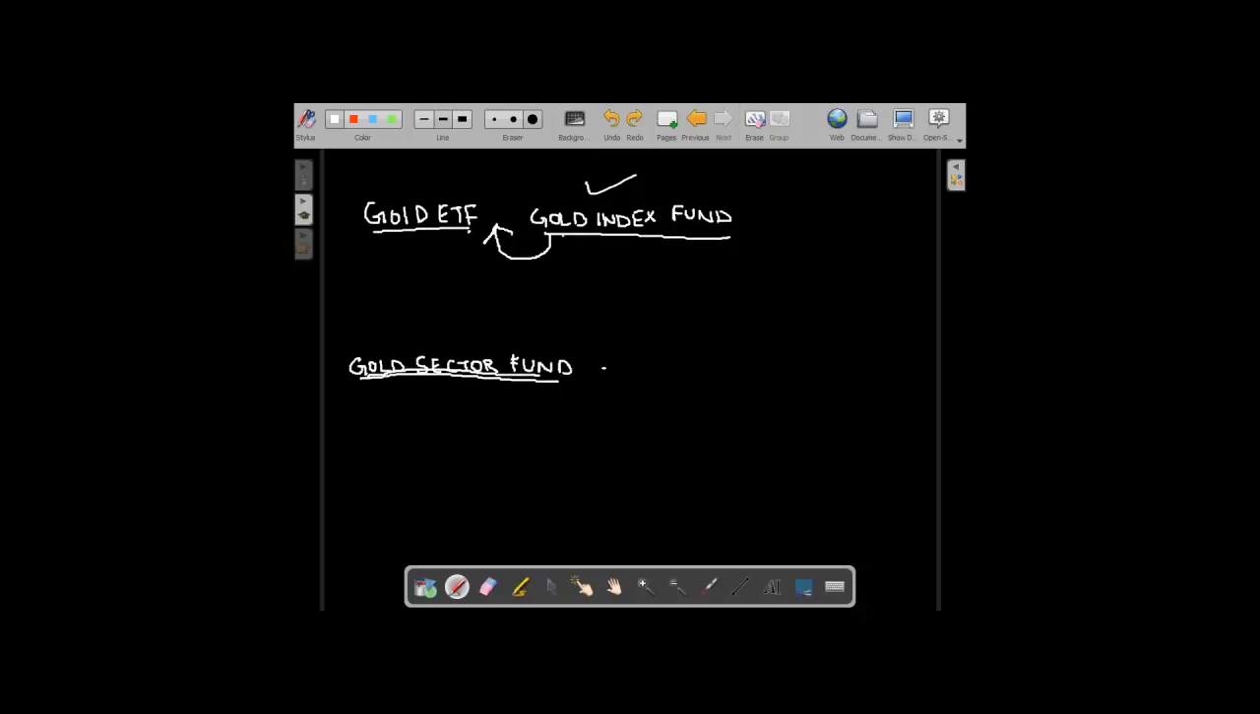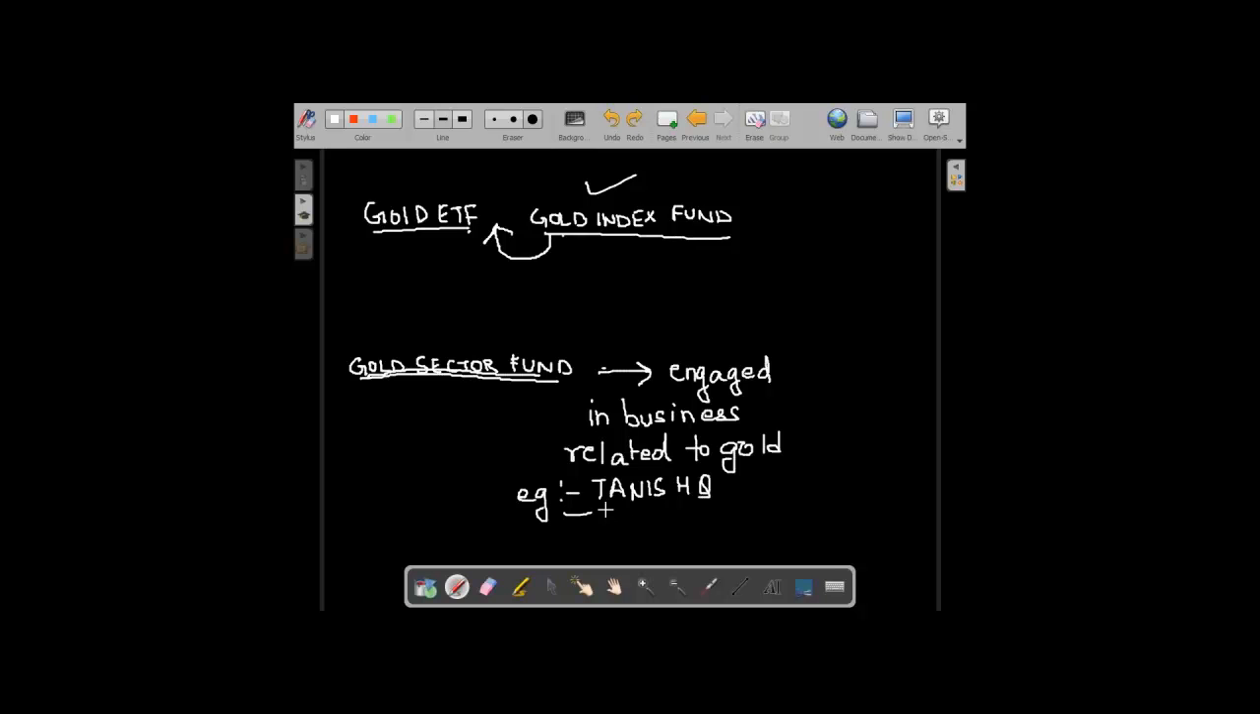gold sectoral fund is a fund which is investing in companies which are engaged in business relating to gold. If they are engaged in business related to gold, for example, we can talk of, say, Tanishq. We can talk of Gitanjali Gems. These are stocks which are involved in gold related business. Okay, am I clear? Yes, ma'am.